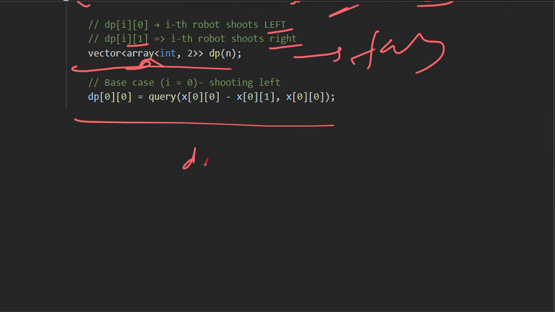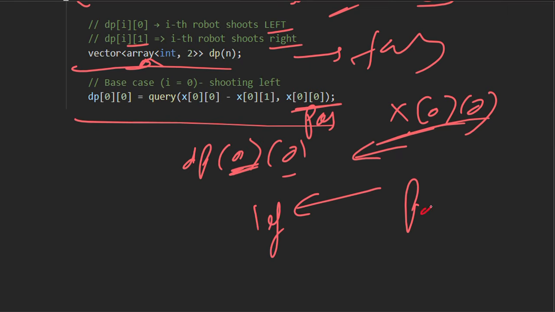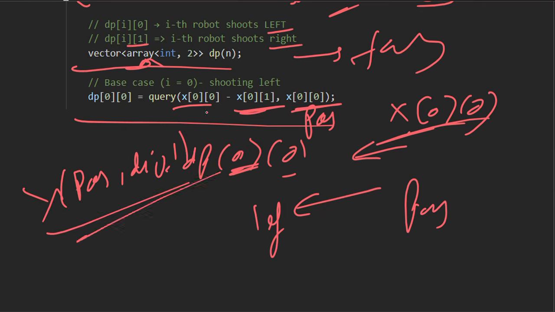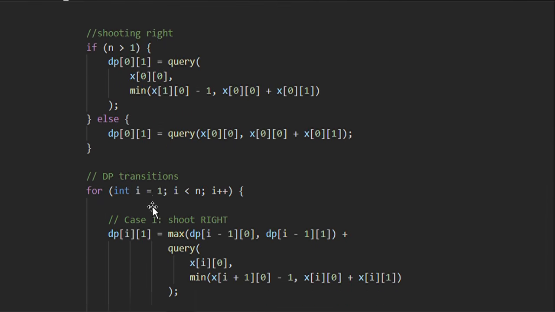Then our base case, dp of 0 comma 0. This is our first robot, so there is nothing in its left. So we find its position, that is x of 0 comma 0, the position of this robot. And what will be its left boundary? Left boundary is position minus distance. Position, that is x of 0 0, minus distance, as we are storing robot position and distance in x. That's why we are doing it. So we get the left value for robot 0.